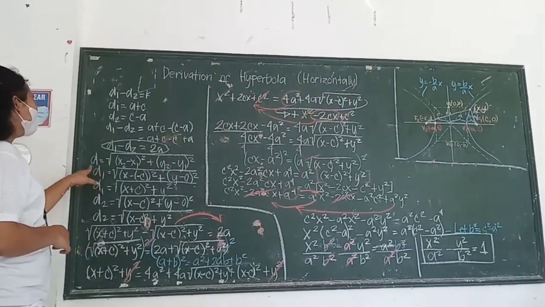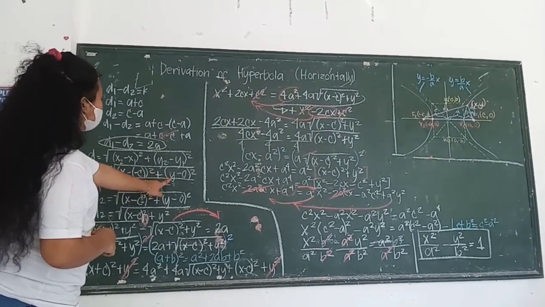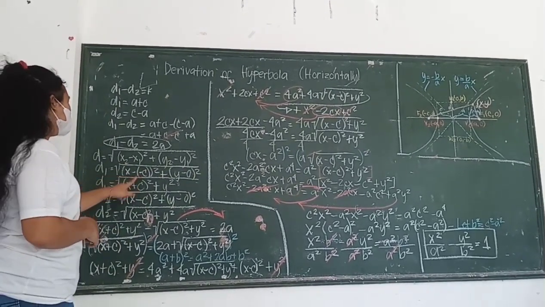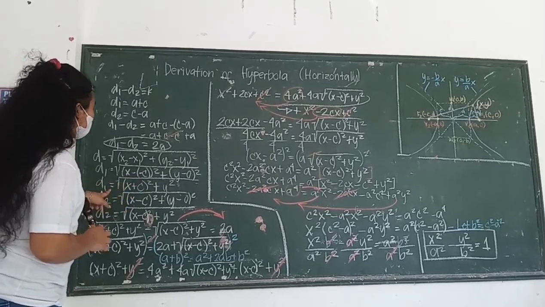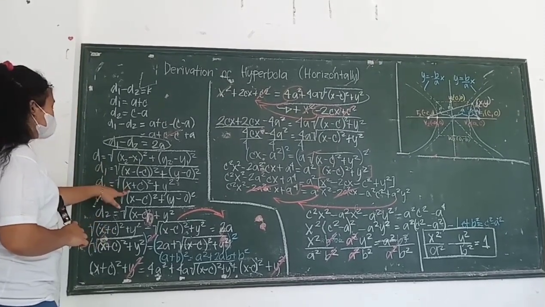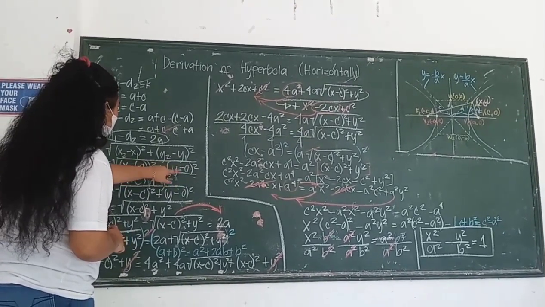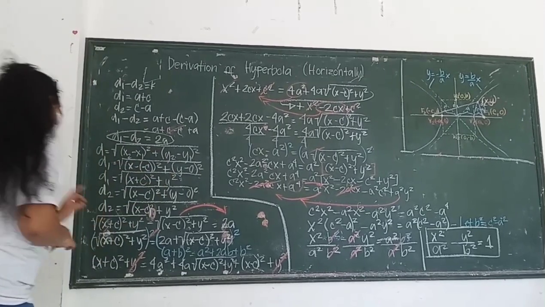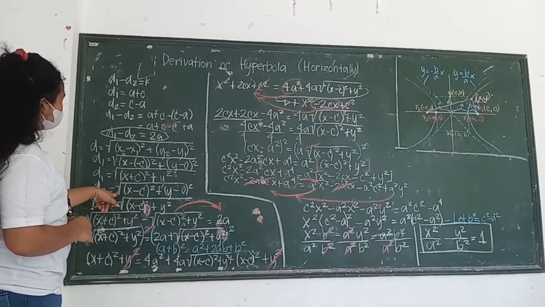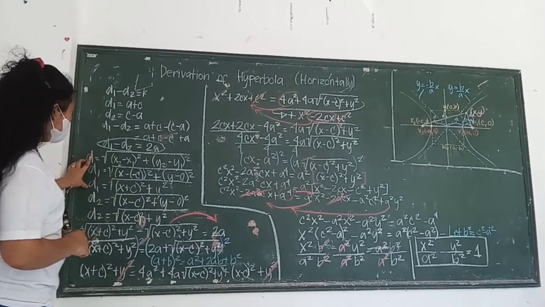So let us put that here. Distance 1 is equal to the square root of x minus negative c squared plus y minus 0 squared. That will be positive because negative times negative is positive, so that will be plus. So distance 1 is equal to the square root of the quantity x plus c squared plus y squared, because that is 0. So the only one remaining is y squared. Distance 2 is equal to the square root of the quantity x minus c squared plus y minus 0. Same process with this one.